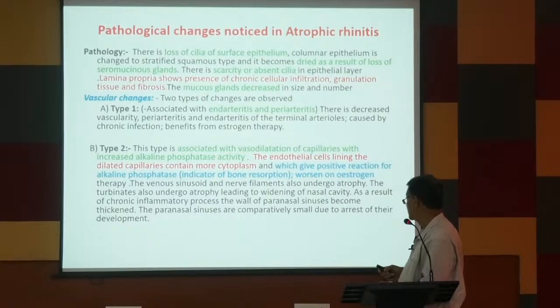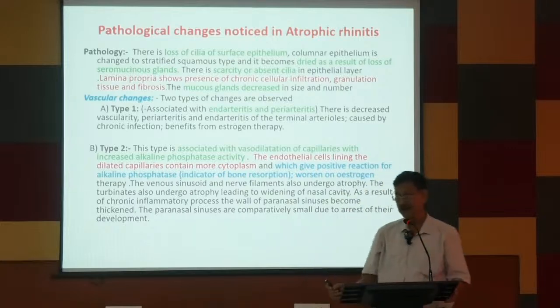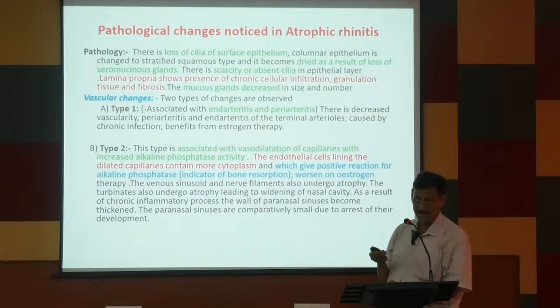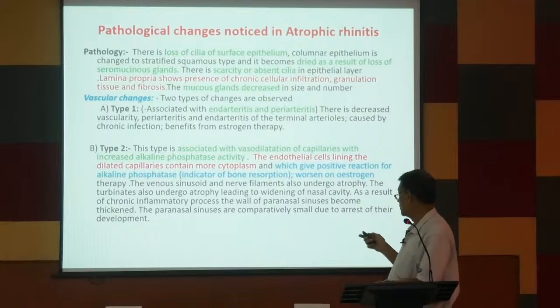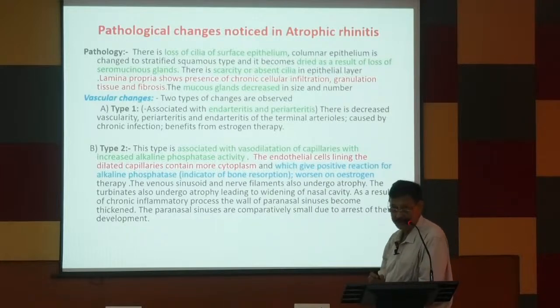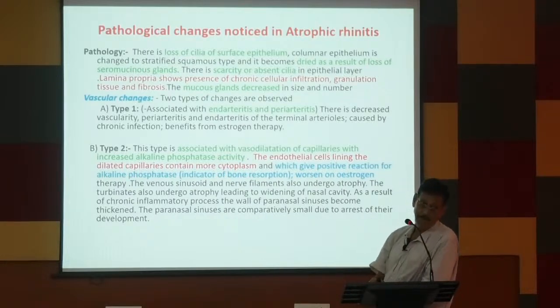The vascular changes are of two types. When you study the vascular pattern below the mucosa, in the submucosa, we can get two types. In type 1 there is vasculitis, that is endarteritis obliterans and periarteritis. You will get this in any autoimmune disease. So there is vasculitis, endarteritis of the terminal arterioles caused by chronic inflammation. If we examine this type of patient histopathologically, this is what we see. Estrogen therapy will be helpful in type 1.